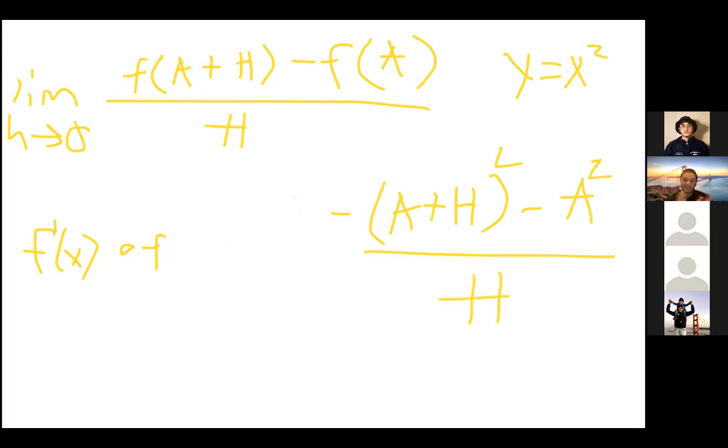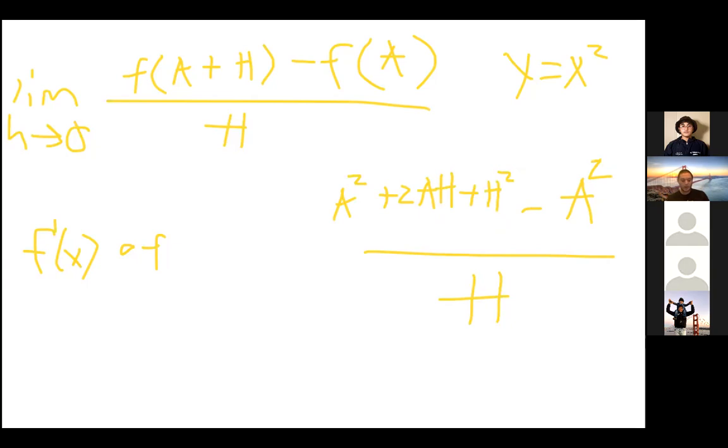I'm going to expand this in my head really quick using the FOIL method. A plus h squared is simply a squared plus 2ah plus h squared, minus a squared. All I did was the FOIL method. That's just basic expanding. Now I got to here.